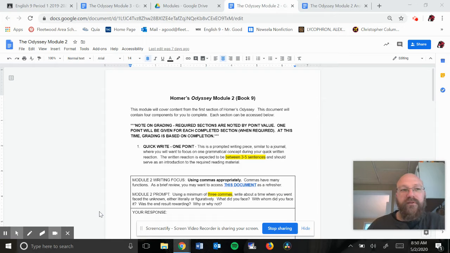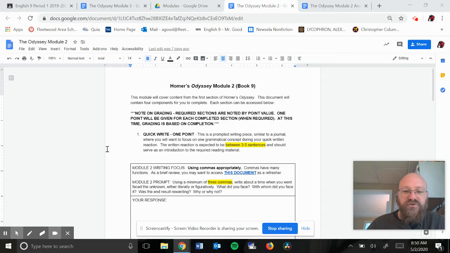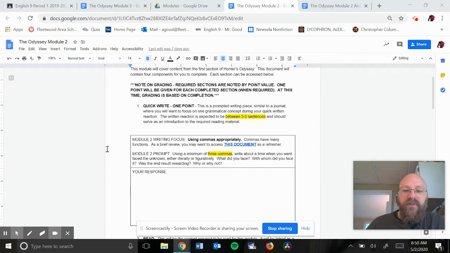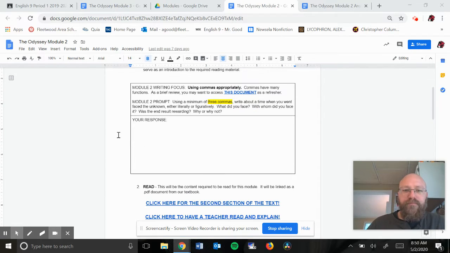So it's good to see that you're making the appropriate amount of progress as you work through this module. These modules, several of them. On the screen, you will see Homer's Odyssey module number 2. This is the one that you just submitted by midnight on Saturday. The writing focus, using commas appropriately, was a pretty good reflection of your knowledge. Essentially, something we had gone over before, a review for you.